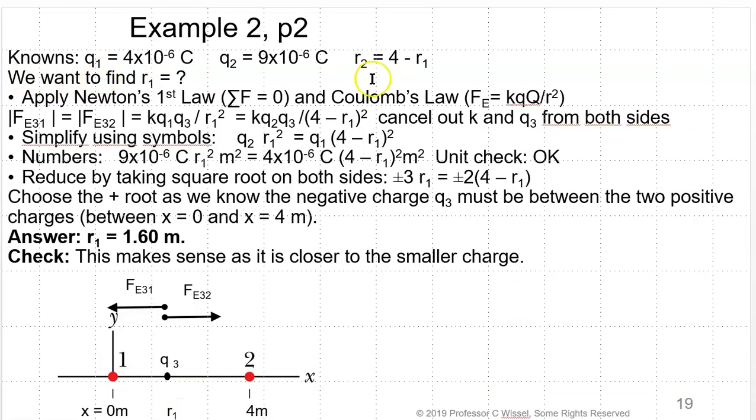So we want to write down the knowns, and we've converted them into SI units. We want to find R1. So we apply Newton's first law, which is the sum of forces equals 0, and Coulomb's law, such that F equals k Q1 Q2 divided by r squared. And the forces have to balance. So this means that k Q1 Q3 divided by R1 squared is going to be k Q2 Q3 divided by the quantity 4 minus R1 squared. We're going to cancel out k and Q3 from both sides.